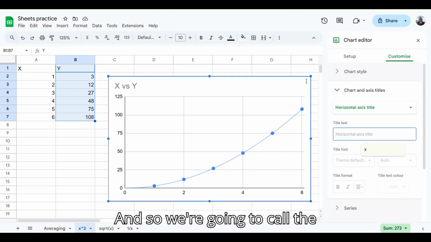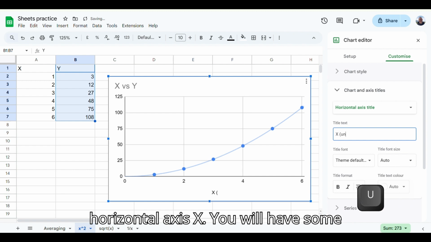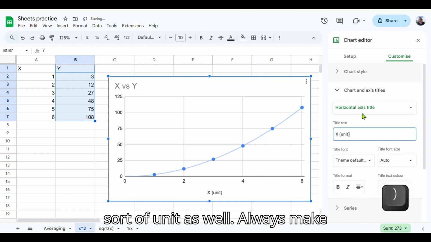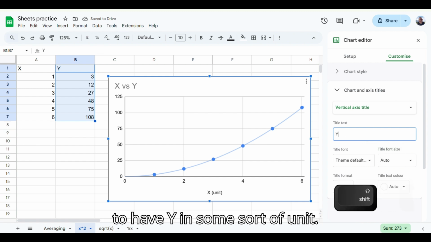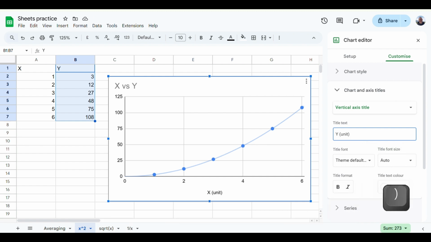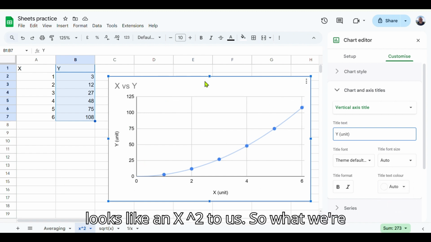And so we're going to call the horizontal axis X. You will have some sort of unit as well. Always make sure you have the unit. And we're going to have Y in some sort of unit. Okay, and so there's our x squared graph. That looks like an x squared to us.